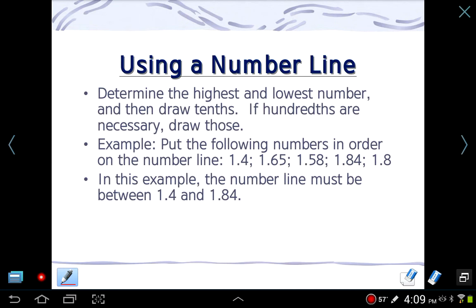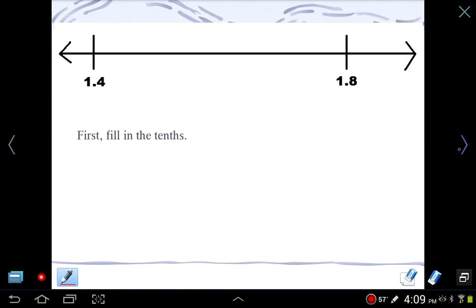So what we have here is we're going to put the following numbers in order. And here are the numbers. Now remember, you can pause the video and rewind as much as you want if you feel like I'm going too fast. So we're going to put those in order using a number line. Okay, so let's just draw out the number line.